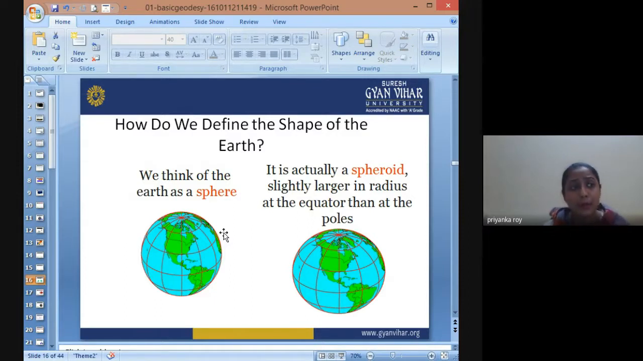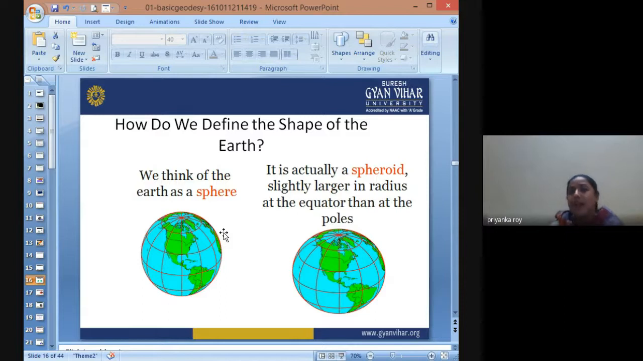This acceptance of the Earth's shape helped many geographers and cartographers to represent features accurately, in the context of direction or in the context of the shape of the place. Now, how do we define the shape of the Earth? We think the Earth is a sphere. It is not a sphere, it is actually a spheroid.